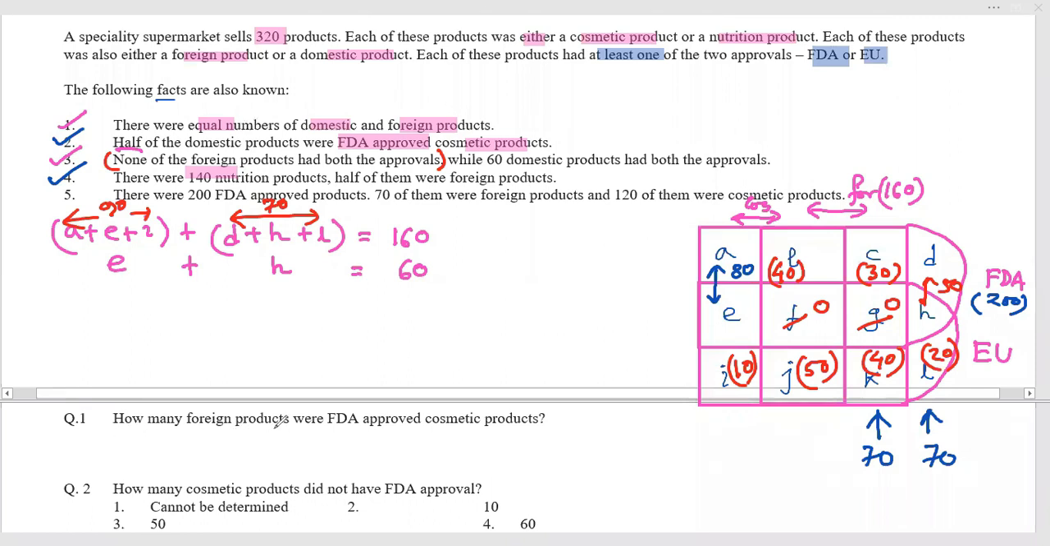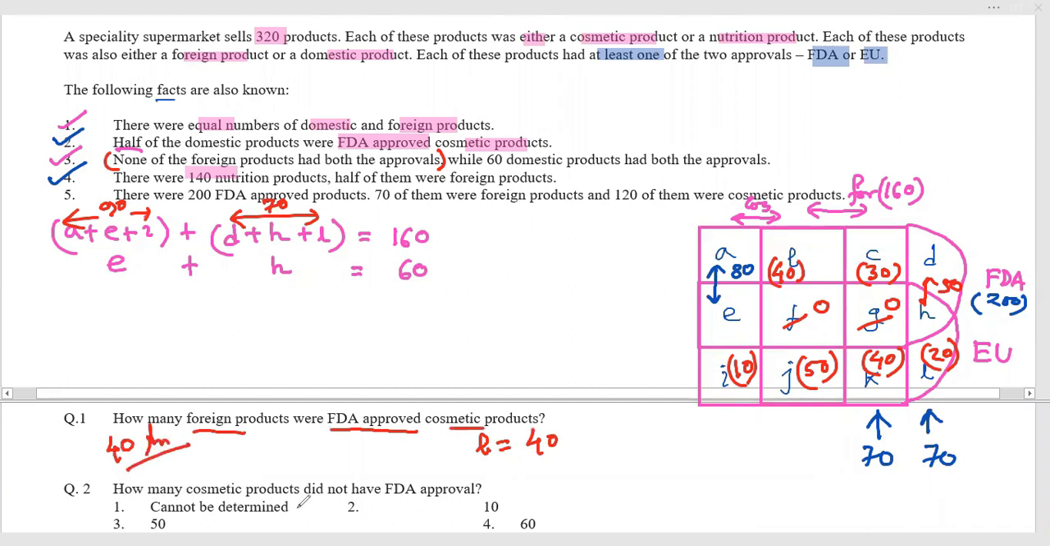First problem: how many foreign products were FDA approved cosmetic products? This is the foreign. FDA approved is this, this is entirely FDA approved. Foreign product, FDA approved, cosmetic. So cosmetic FDA approved, if you take, it would be B and F. F is 0, so B only. So this value B only, which is 40. So the answer for the first question is 40.